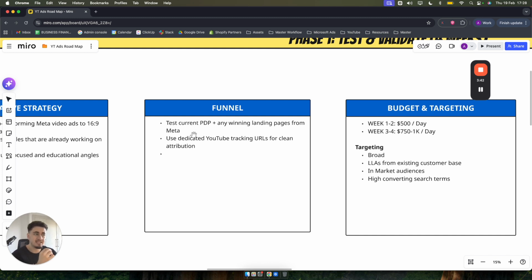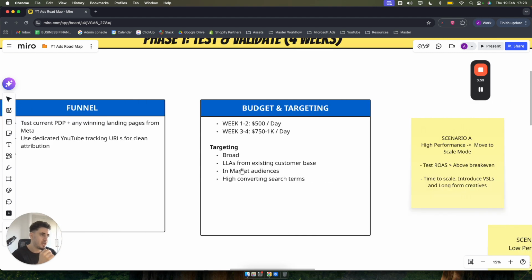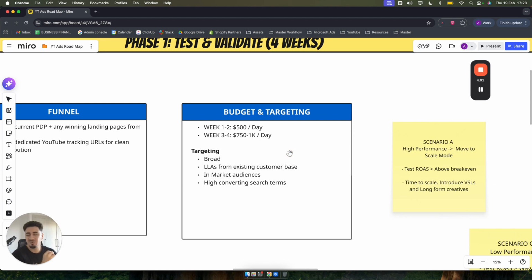So test the current PDP that you're running traffic to that is proven and working with good conversion rate. And then any landing pages that you guys are testing, right? Whether that's an advertorial, listicle, quiz funnel, whatever that looks like for your situation. And then definitely use a dedicated YouTube tracking URL for clean attribution, so you know exactly that these people are coming from YouTube.